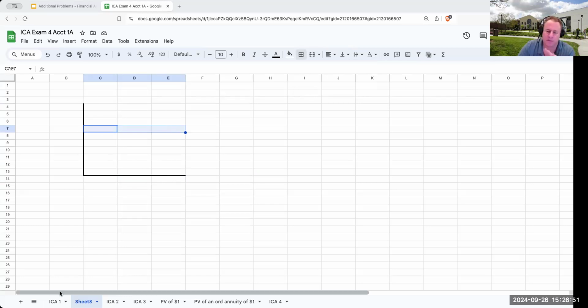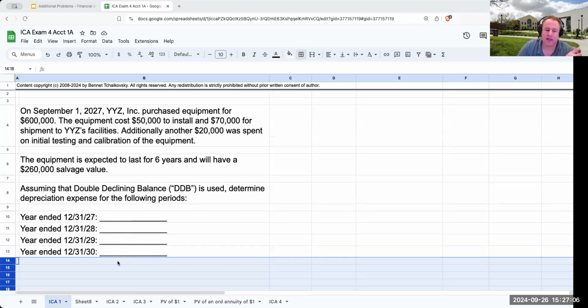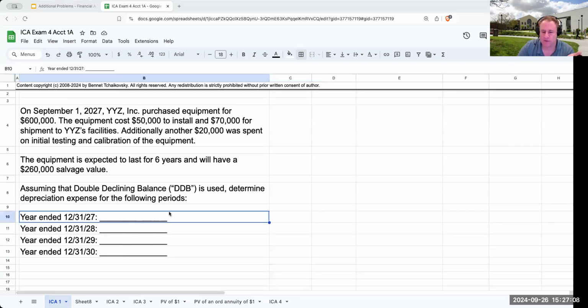Now, with double declining balance, just think about it like a BMW with no protection plan. I'm saying that lovingly. My wife is a huge fan of their cars. I can't stand them, but my wife likes them.